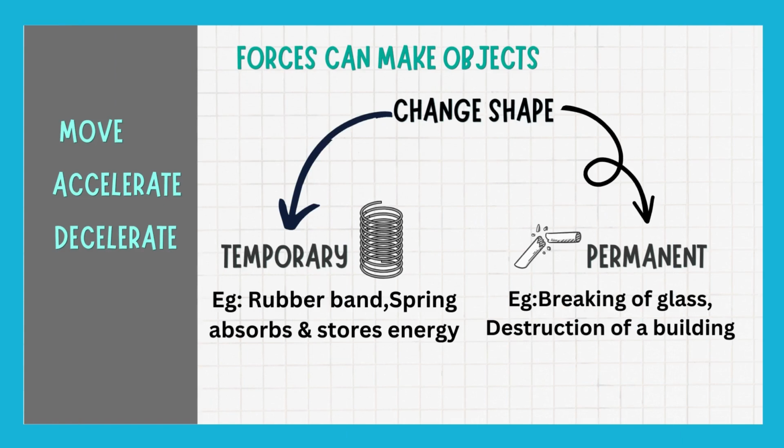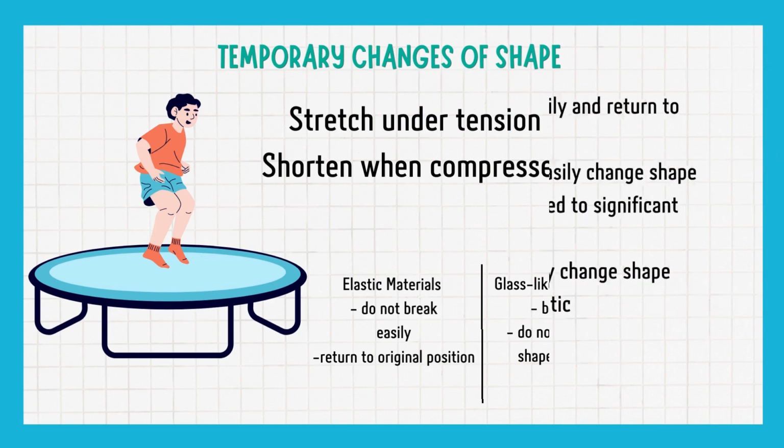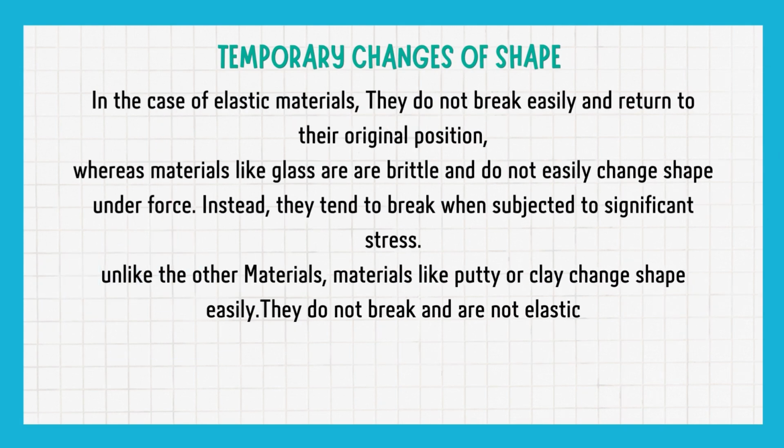Forces can make objects change shape. This can be temporary or permanent. Elastic materials do not break easily and return to their original position, whereas materials like glass are brittle and do not easily change shape under force. Instead, they tend to break when subjected to significant stress. Unlike the other materials, putty or clay change shape easily. They do not break and are not elastic.